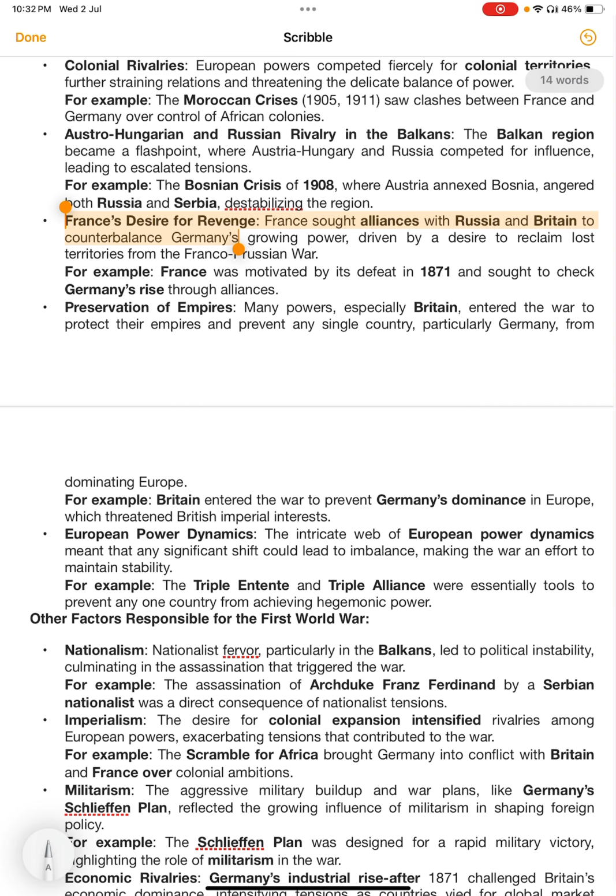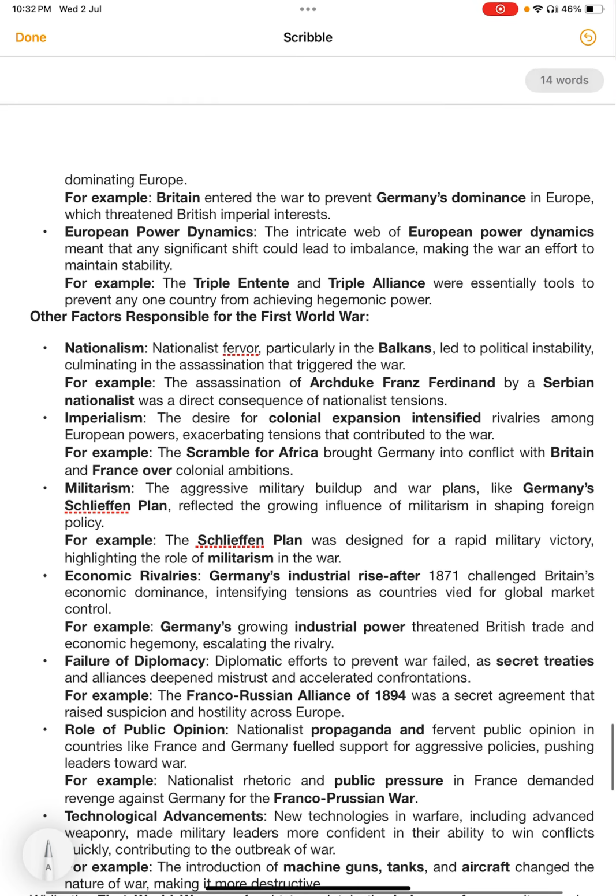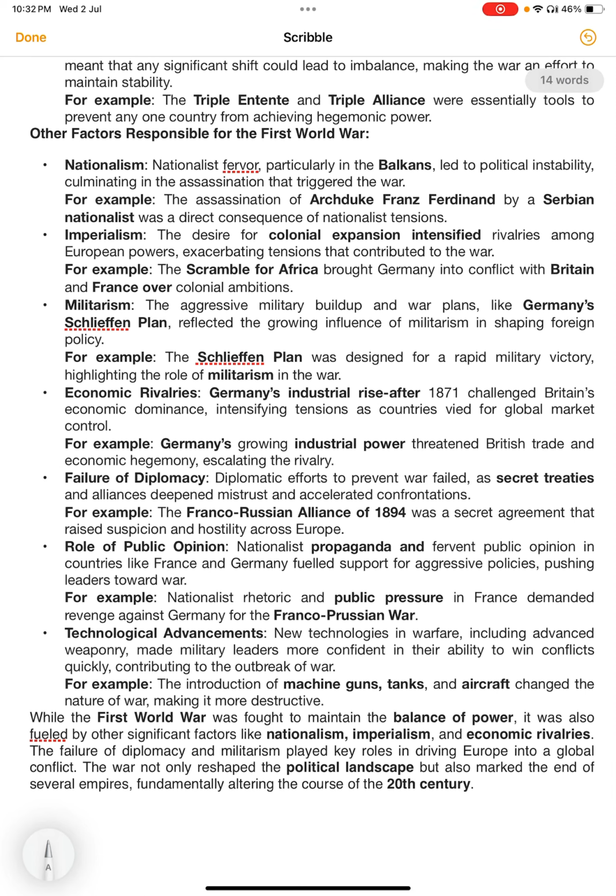But on the other side, the other important factors which necessitated the outbreak of war are, as we have discussed, first, nationalism, extreme nationalism, which fueled the Balkan movement, where they wanted to get independence from Austrian control. So they carried out the assassination of Archduke Franz Ferdinand, which led to the immediate outbreak of the war.